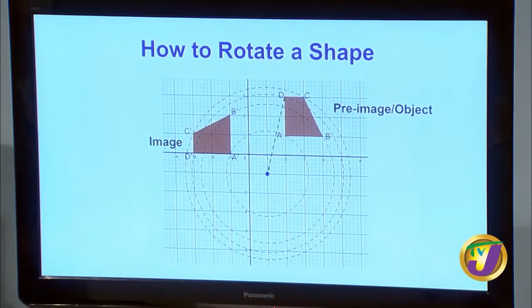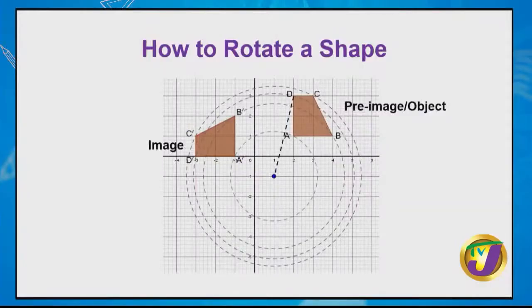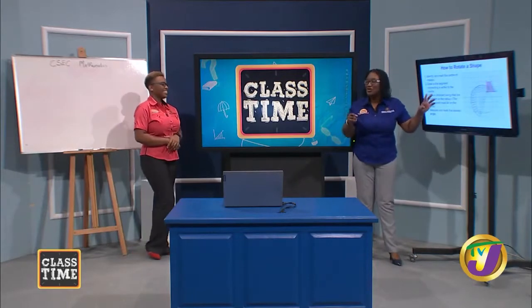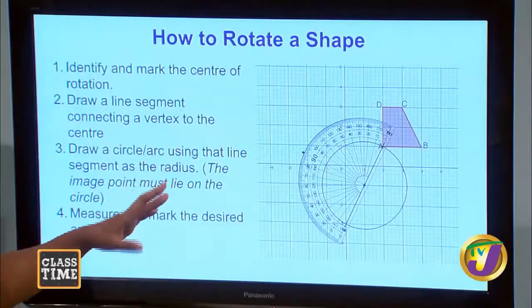And I'm also seeing, Karima, that both the points from the pre-image and the image lie on the circumference of the circle, that same circle. Well, we have several circles, but yes, each pair lies on the same circle. Very good.